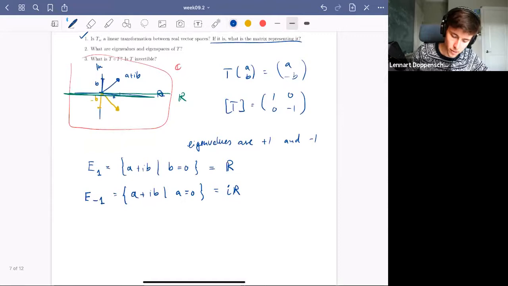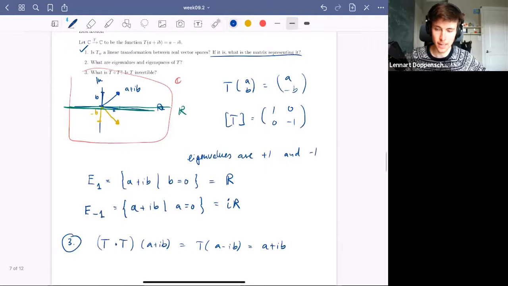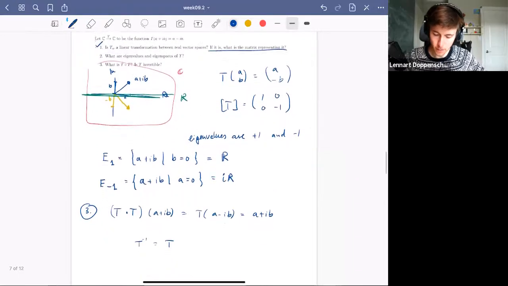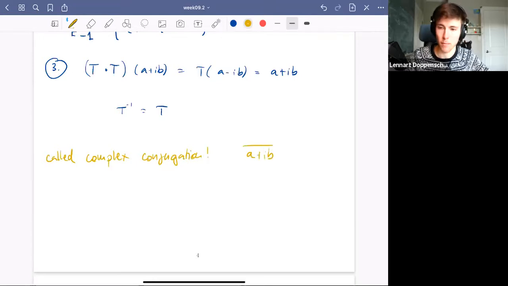And the nice thing, the third observation, is if you compose T with T on a plus ib, this is T of a minus ib, and then this is a plus ib again. So it is its own inverse. This means T inverse is equal to T. And this operation is usually called complex conjugation. Usually we don't write T for this, but we just write a plus ib with a bar over it, and this is a minus ib. I don't know if you're going to need this, but this is just notation.